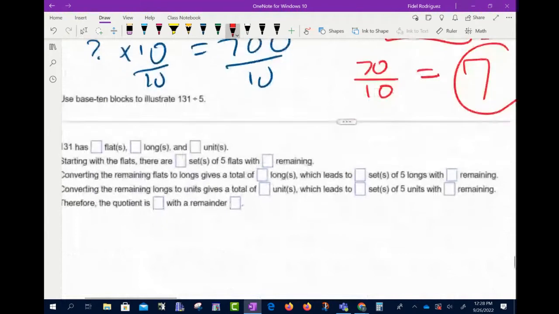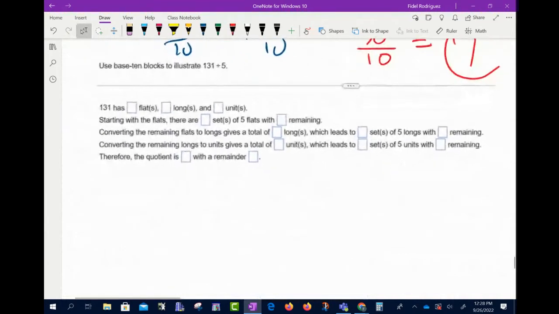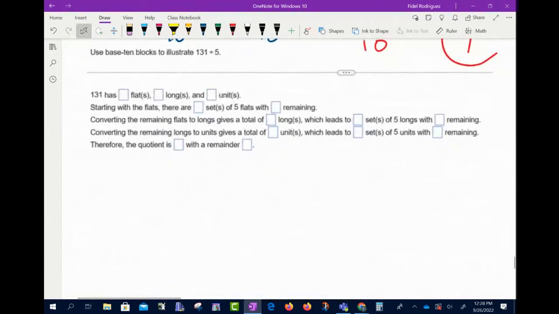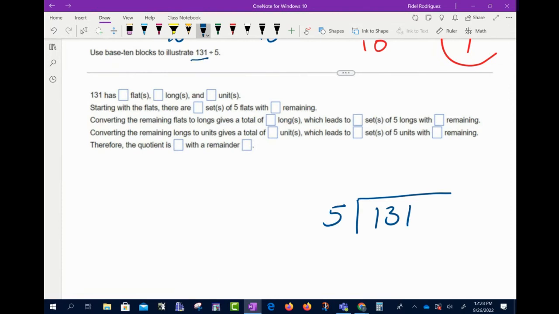Okay. So, y'all, for the next problem that I have right here, it says use base 10 blocks to illustrate 131 divided by 5. So again, I'm going to go back to the way we did this a little while ago, right? We said, look, let's take the number 131 and let's divide it by 5, okay? So y'all, in the number 131, remember, flats are how many hundreds I have, longs are how many tens I have, and the units are how many ones I have.